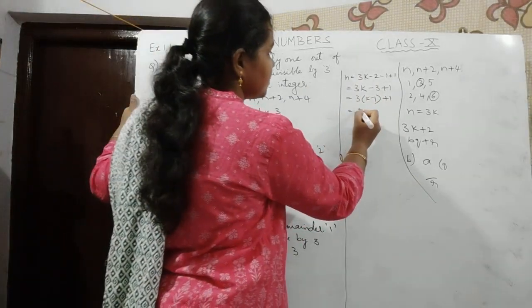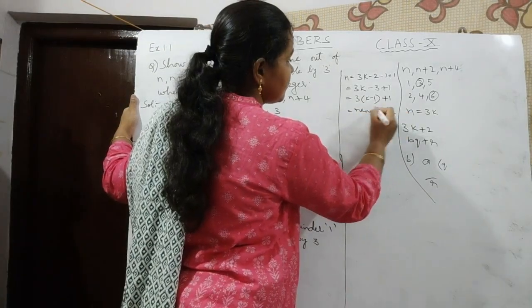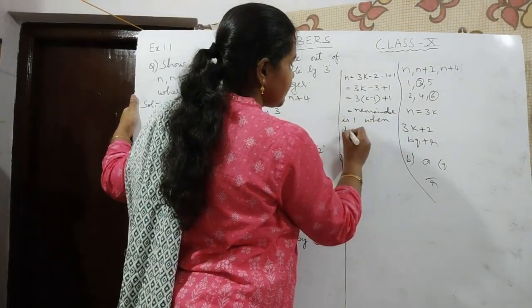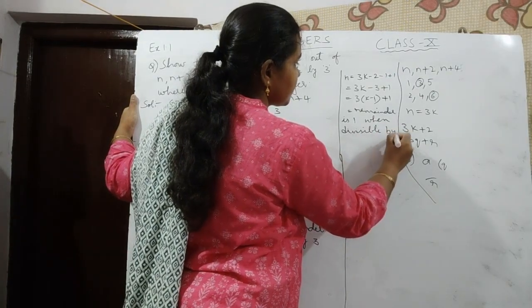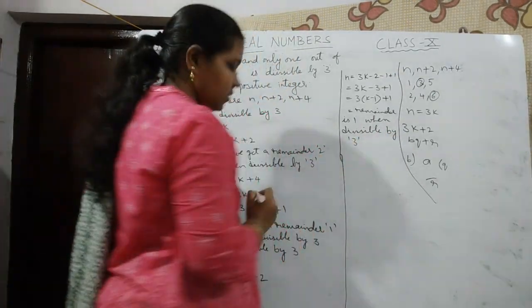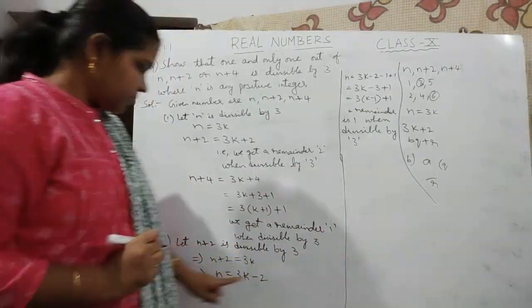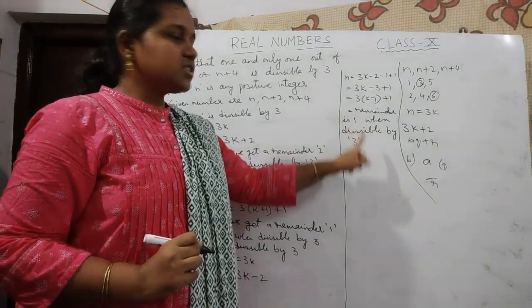Remainder is 1 when divisible by 3. Okay. So second case I am taking n plus 2 is divisible by 3. Then for n I am getting remainder 1. So this is not divisible.